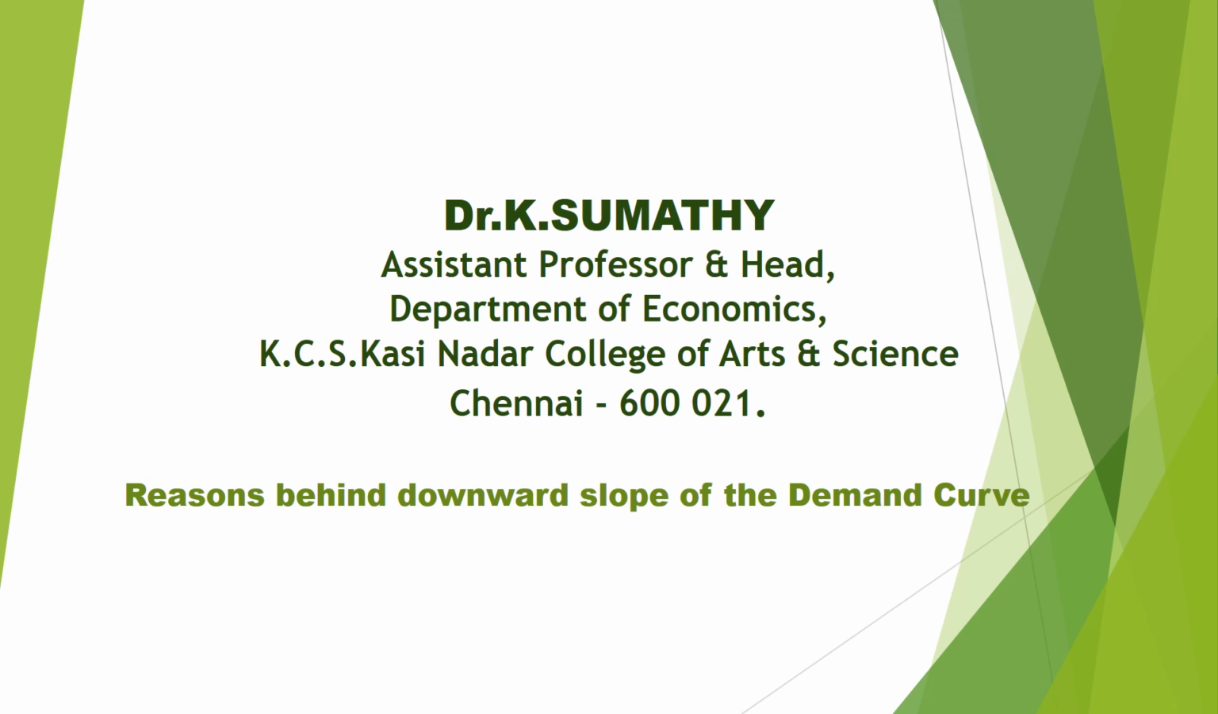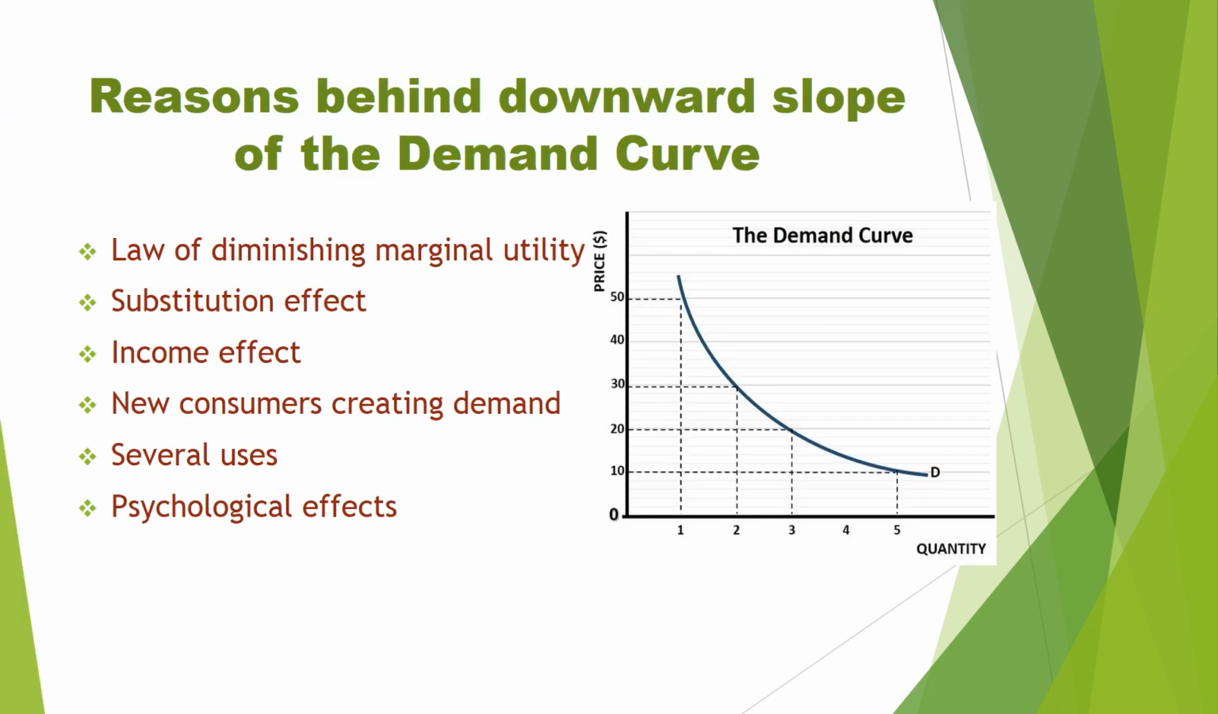Today I am going to discuss the topic of why the demand curve slopes downward from left to right. Reasons behind the downward slope of the demand curve. The law of demand states that there is an inverse relationship between price and quantity demanded of the commodity. That is why the demand curve slopes downward to the right.